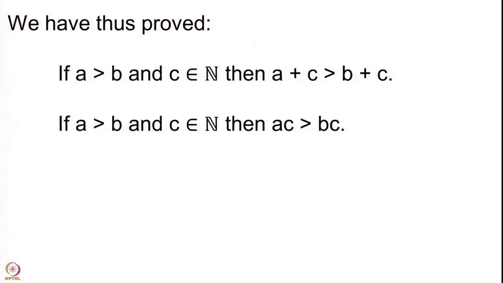We have thus proved that when you have a and b two natural numbers and a is bigger than b, then this order relation is preserved, it is respected by both addition and product within the set of natural numbers. This was about the subtraction, which is the reverse operation of addition. Now we go to the other operation that we had on N, namely the product, and let us ask whether the reverse operation exists.